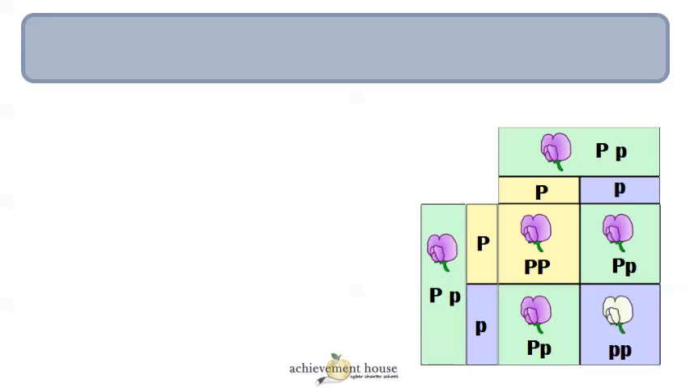That's the genotype. What's the phenotype? Phenotype's what the flowers look like. Well, about 75% are purple and 25% are white.